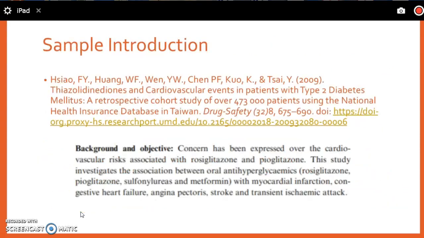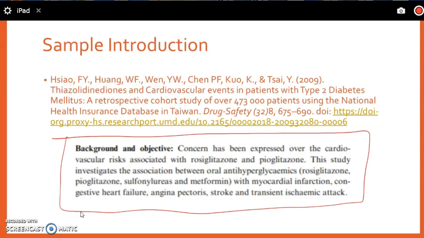So the sample introduction I want to share with you is from an article from 2009 in Drug Safety. It's called, okay, I'm going to butcher this, Thiazolidinedione and cardiovascular events in patients with type 2 diabetes mellitus: a retrospective cohort study of over 473,000 patients using the National Health Insurance Database in Taiwan. It's a very large study. We're going to see examples of this throughout all the videos because I think it's a really interesting study and it's very well written.